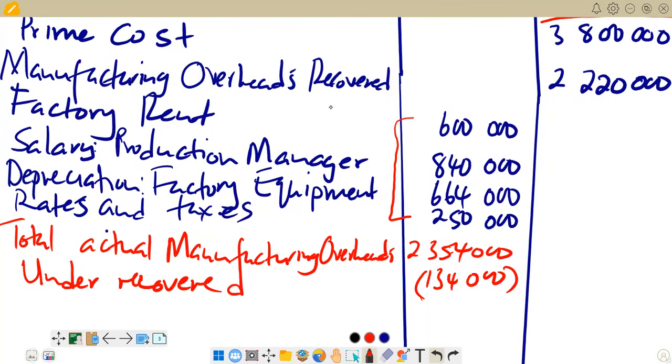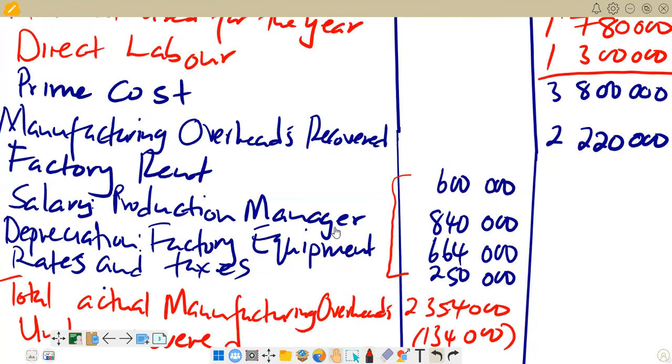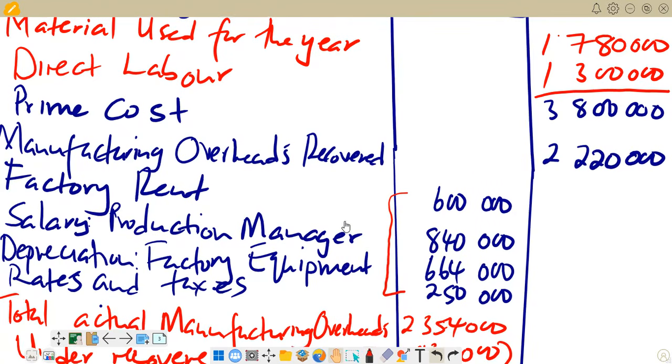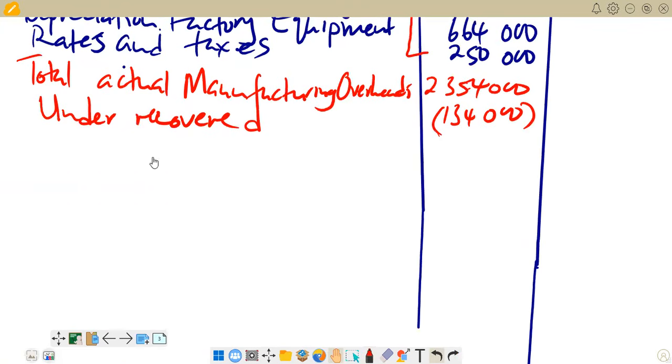What we are going to do next is we are having prime cost there. We can just try to move the page so that we actually see what is there. We have prime costs being 3,800,000 there. We add it to the manufacturing overheads recovered. Yeah, we add these two figures. The total that we are going to get, we put it down there, and we call that total the total production cost.